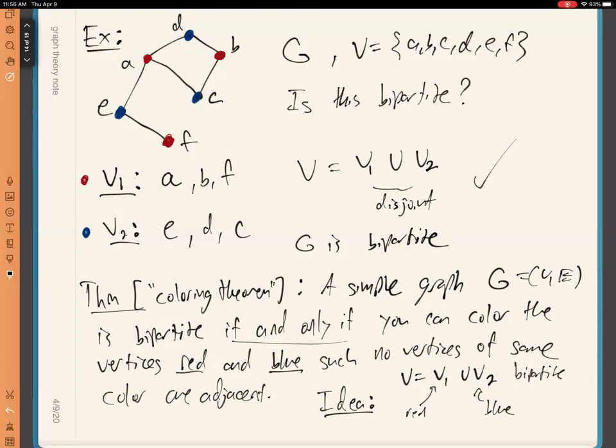And on the other hand, if you were just given a graph that already had this coloring, well, it tells you how to find V1 and V2, because you would just let V1 be the red dots and V2 be the blue dots, right? So that's basically the proof.